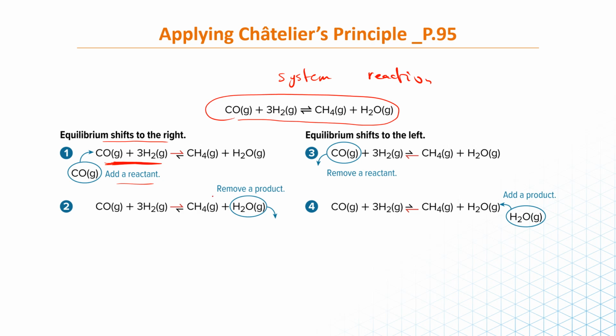Okay? Same thing will happen if we remove a product. So if we remove a product, إحنا خفضنا كمية البرودكتس أو النواتج. فشو نسوي عشان نعوضها؟ لازم التفاعل يروح إلى جهة اليمين. The reaction should shift to the right so that we make more products because we removed it. So we want to make more.